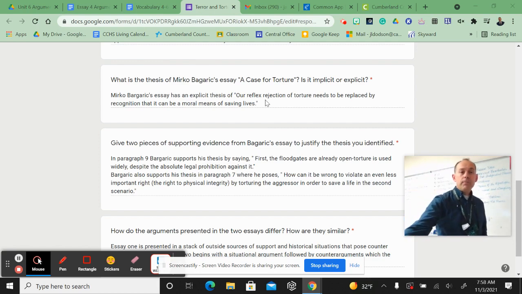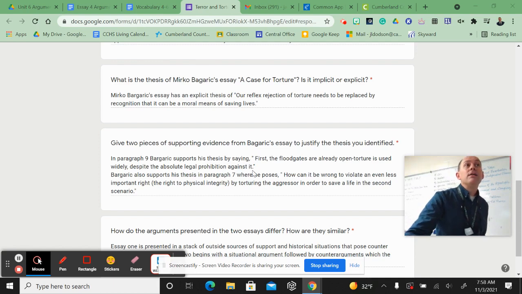Supporting evidence for that, here's paragraph 9. First, the floodgates are already open. Torture is used widely despite the absolute legal prohibition against it. Wait a minute. The United States practices torture even though it's illegal? Is that true? How is it illegal? What does it violate? What kind of international guidelines govern what you can do and what you can't do?